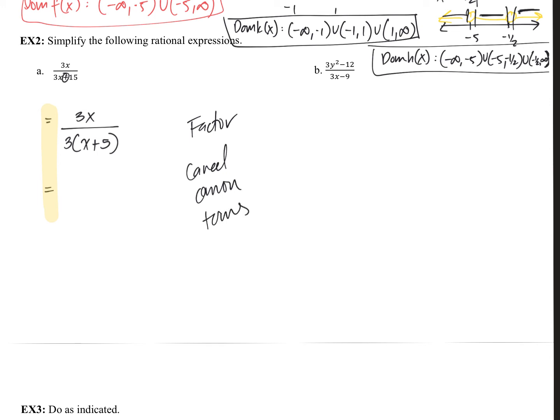What do I mean by that? Well, if we have multiplication problems going on, I can cancel the same term. And notice we have 2 3's. So I can cancel this 3 and cancel that 3. And then I'm left with x divided by x plus 5. And we're done because we can't factor anymore, which means we have nothing else to cancel.